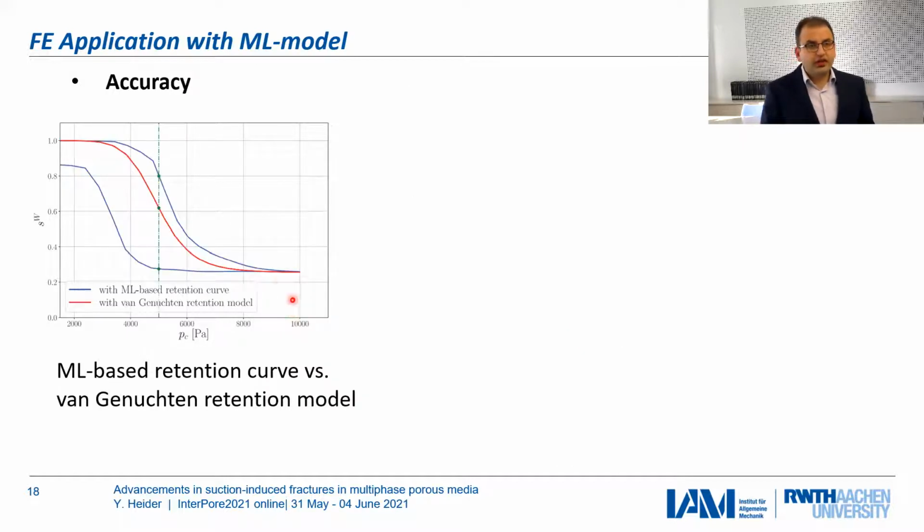First, for the accuracy, it's very clear our machine learning model can predict both the drying and wetting paths, whereas the Van Genuchten model is only one curve. So the accuracy for the machine learning model is by far much better.